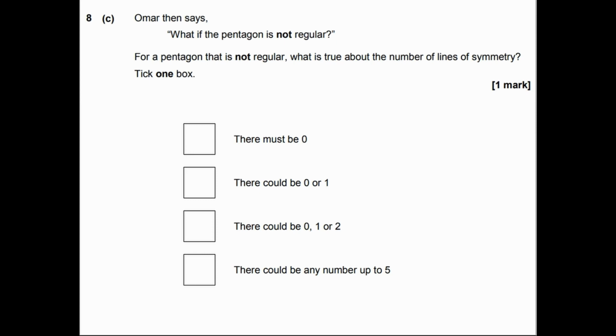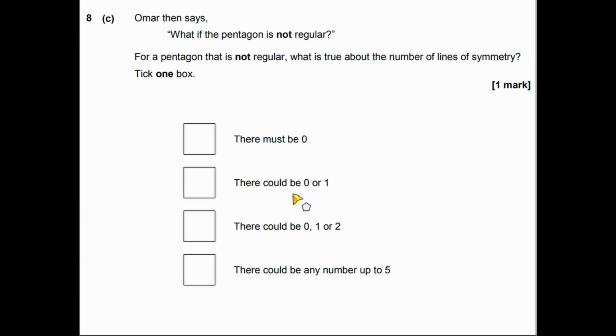Part C, Omar then says, what if the pentagon is not regular? And we're given a set of options as to how many lines of symmetry there might be. The first one says there must be none. Well, it's certainly the case that if it's a completely irregular, a scalene pentagon with all the sides different, there wouldn't be a line of symmetry. So 0 is certainly an option.